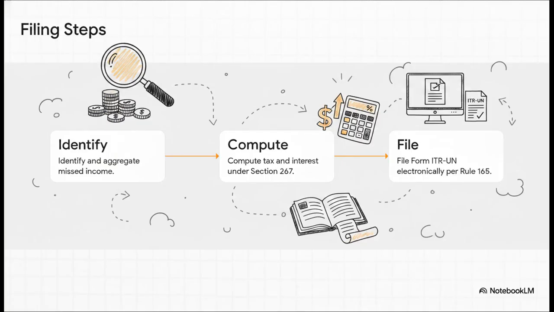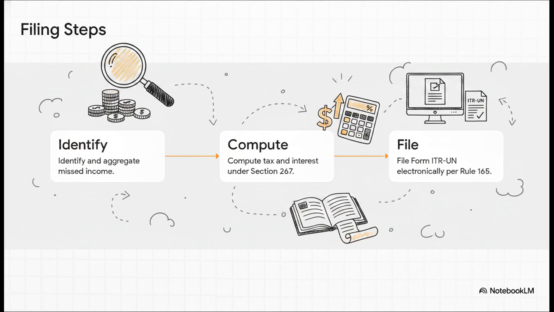According to the Income Tax Rules 2026, the compliance steps are very clearly defined. Step 1, identify and aggregate all your missed income. Step 2, compute the additional tax and interest strictly under the rules of Section 267. Finally, Step 3, you have to file your return electronically. And highlight this in your notes. Rule 165 mandates the use of a specific form called Form ITR-UN for this process.